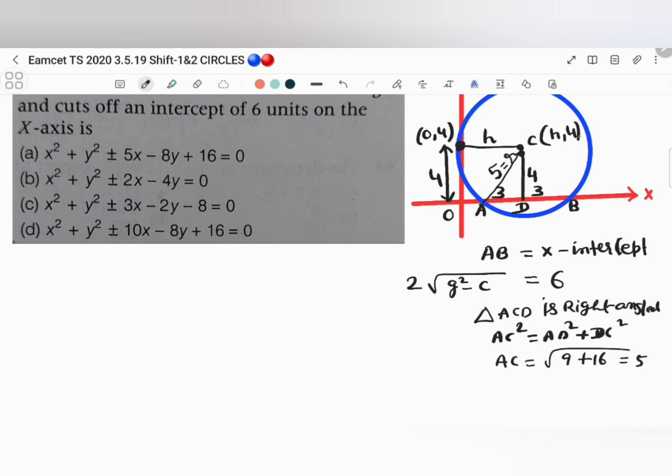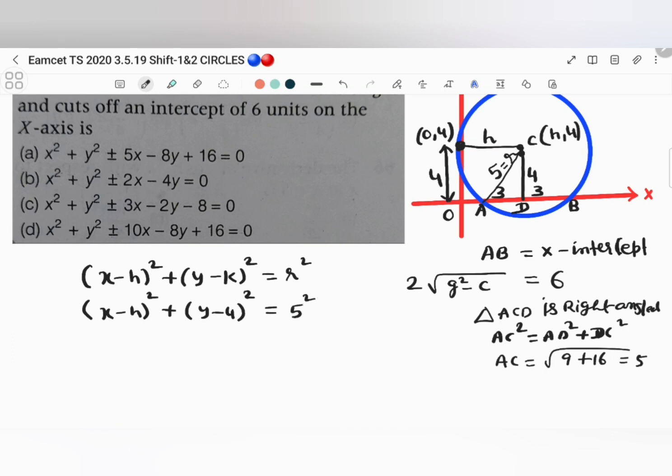The radius is r, with center (h, 4). So the required equation of the circle is (x minus h) whole square plus (y minus k) whole square is equal to r square, no? Formula. x minus h we don't know. The k value we got now. y minus k, the value is 4 here, is equal to r. The r value is 5, 5 square. This circle is passing through C (0, 4), no? Touches the y-axis at 4 units from the origin means the point is (0, 4).